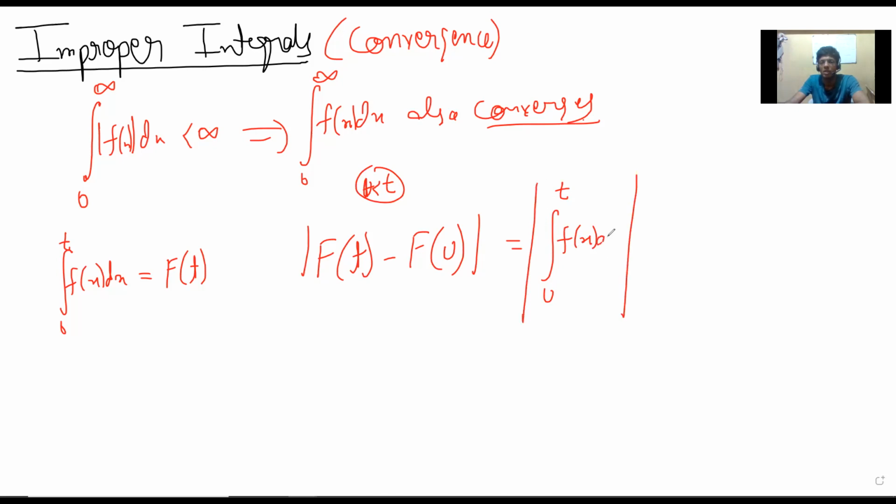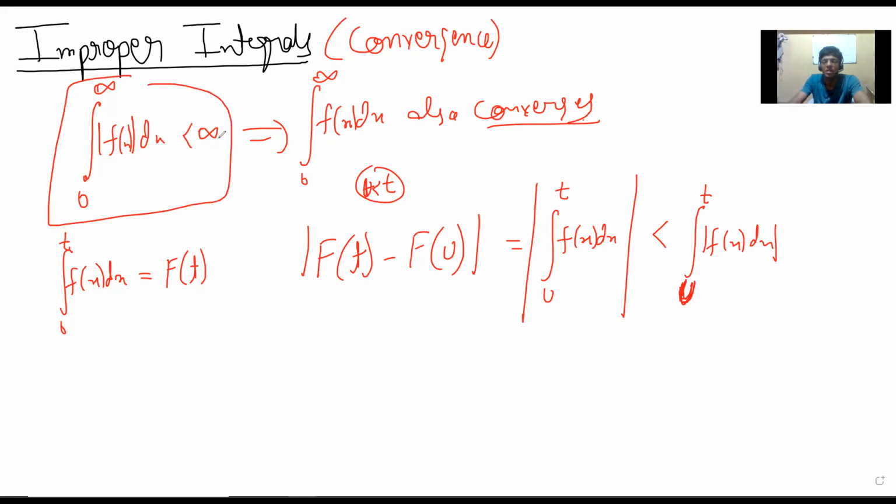Modulus is outside here, but we know that this is less than... yeah, you can take the modulus inside. And you see by the definition, because this limit exists, you know that you can make this less than epsilon. Yeah, that's the meaning of it. You guys agree? Is it fine?